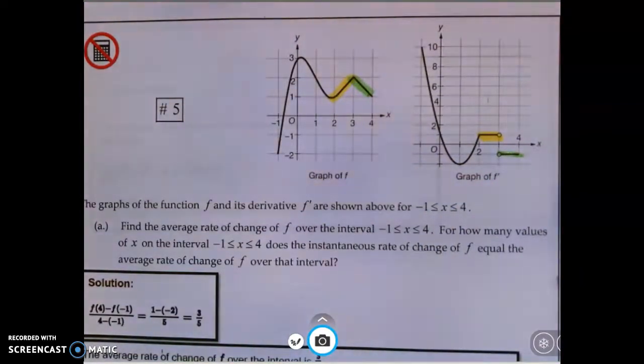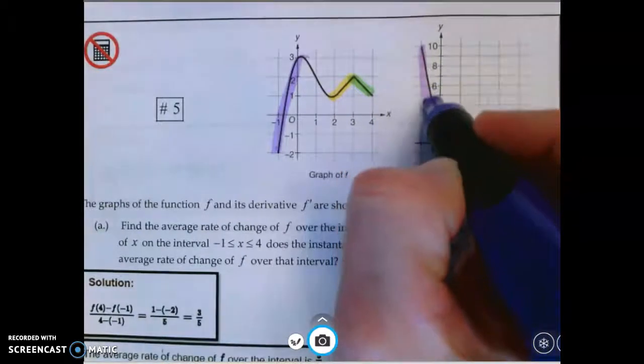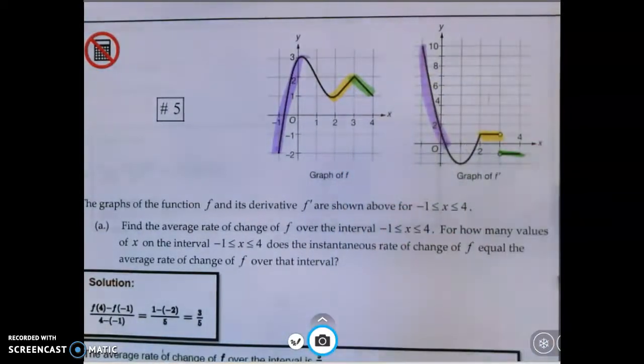And this whole part of this graph, let's just do this first part. That first part right there is going up the whole way. That right there is going up. At that point, it becomes negative. Below the graph, it becomes negative. All right, so that's the first part.